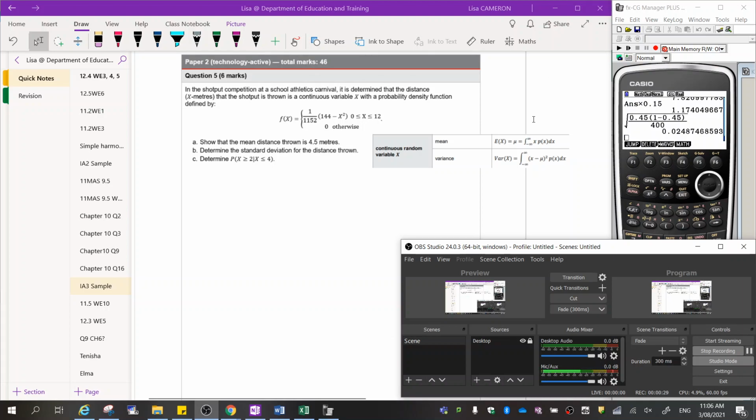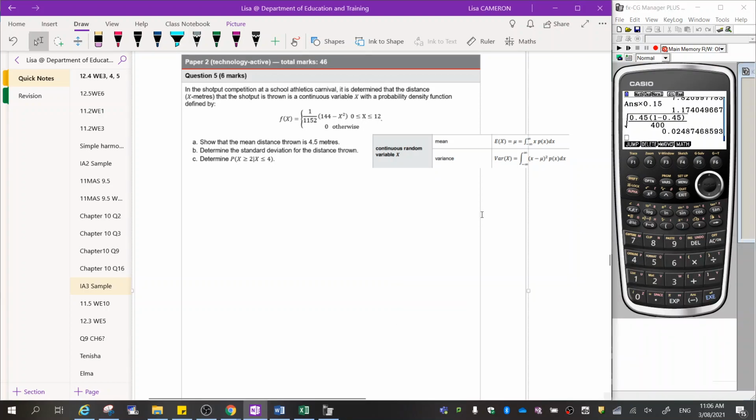So, these are the formulas that we're going to be using for this because they've defined it as a continuous random variable. Once you find the formulas, it's really quite an easy question. So let's get started. Now, first thing I'm going to do is state the formula for the mean.